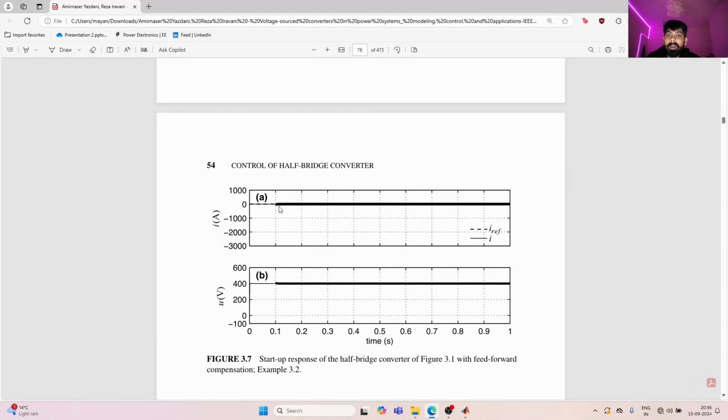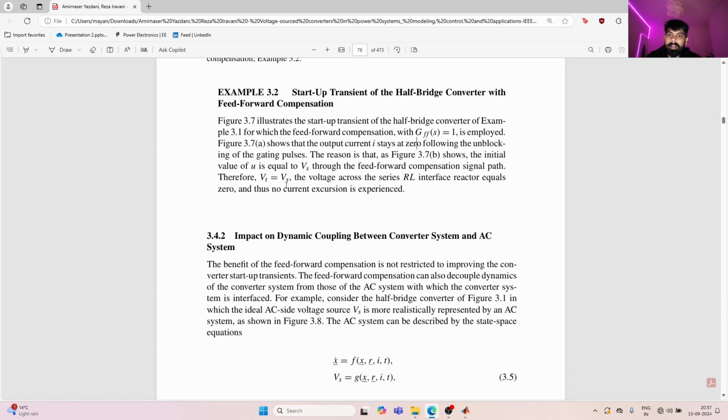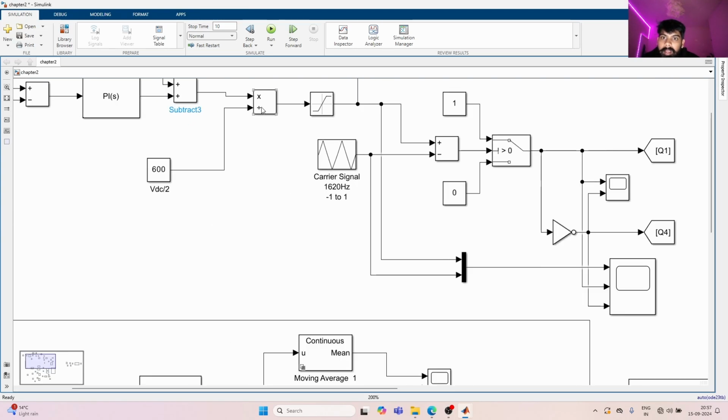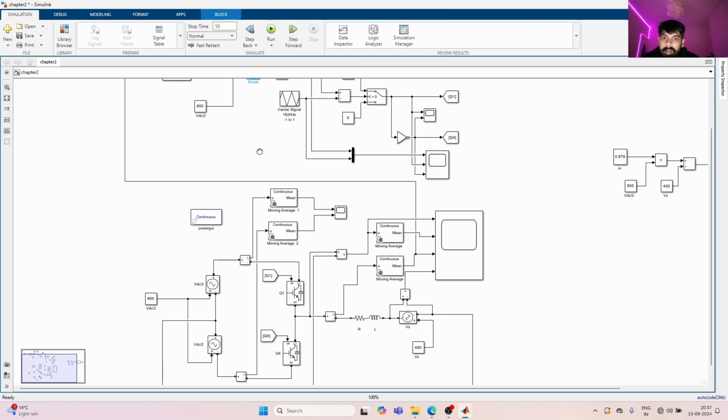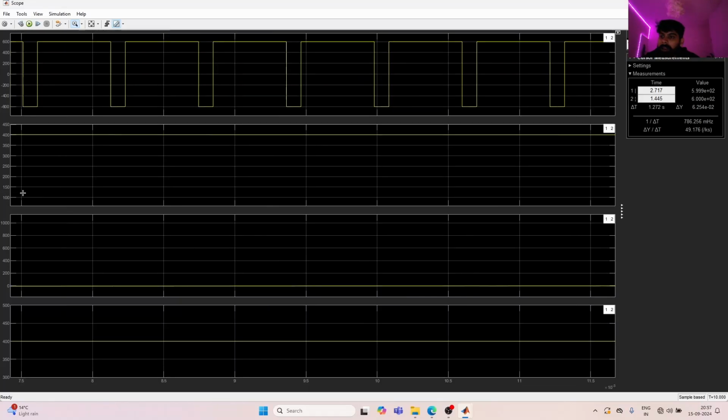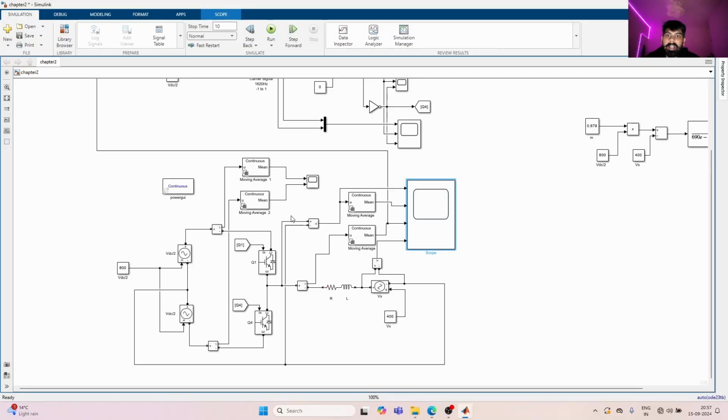So it starts from 0, and we can see in the book as well that there is some initial negative current, but not in the range of kiloamperes, 2000 or 3000 amperes, right? And therefore, like what it says, let's see the terminal voltage once. Yes, so the terminal voltage starts from 400 volts.